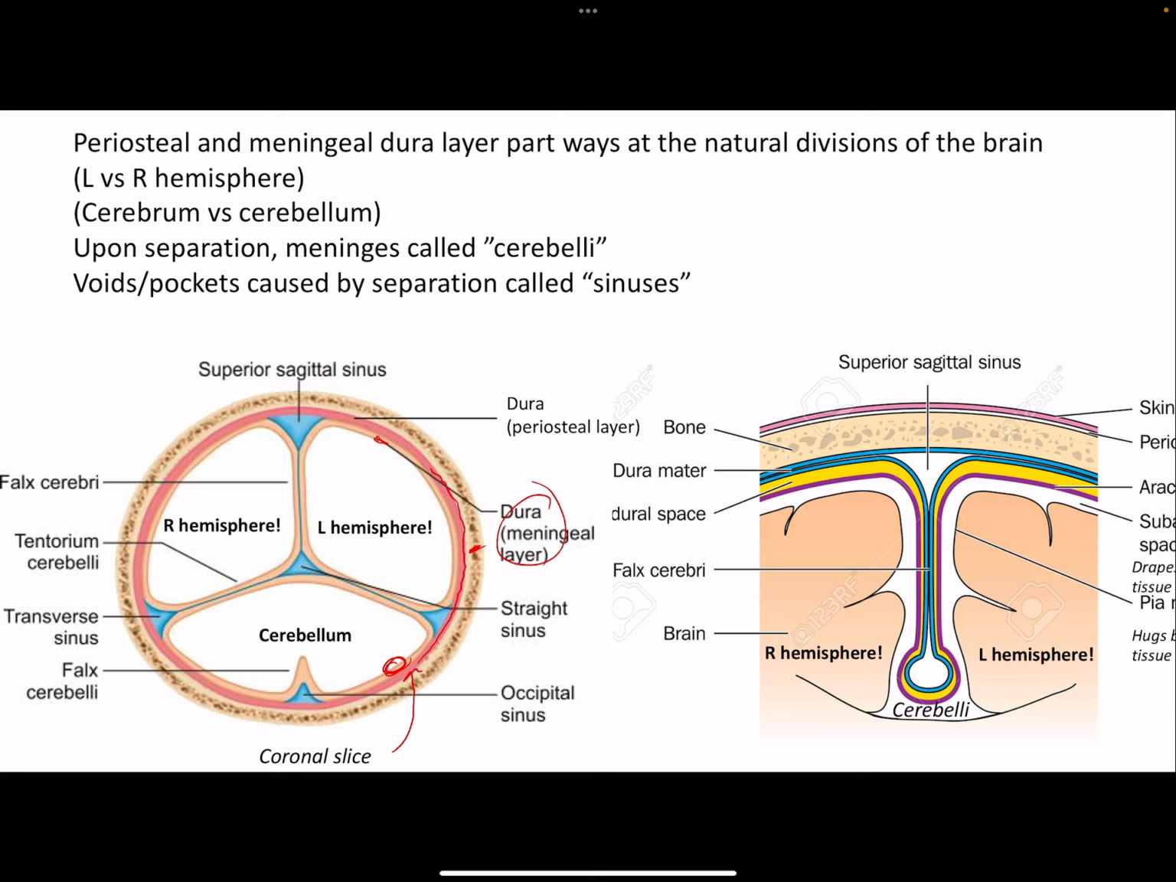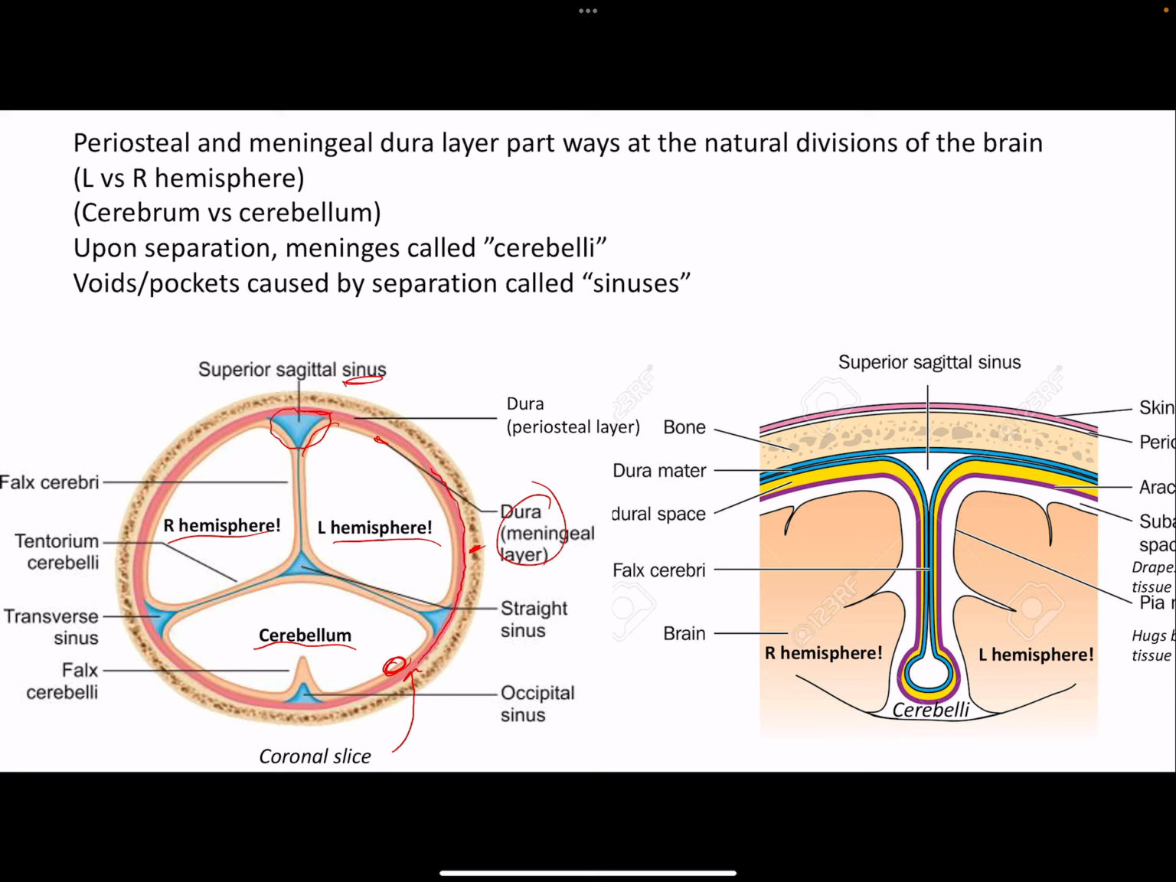However, we have these natural divisions of the brain, completely natural, right? We have a right hemisphere and a left hemisphere. They are distinct. And we also have a cerebellum. And based on that, if we keep in line with the logic that the meningeal dura always hugs the brain and the periosteal or cranial dura always hugs the skull, what's going to happen is during these natural divisions, the meningeal dura is going to go this way and the cranial dura is going to go this way. And it's going to create these little pockets. These little pockets are the sinuses. This is where we're going to have a lot of our venous system basically dump into. This is going to be venous blood. It's just kind of sitting there. It's not really directional flow, which is kind of weird.